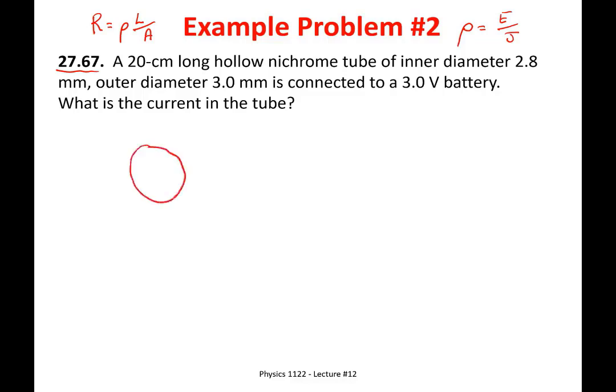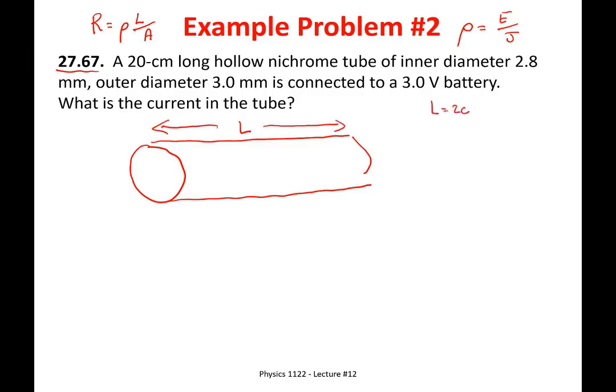So I'll start with a sketch so we can visualize. The length of this nichrome tube is 20 centimeters. And the inner diameter I'll label as A, and that's 2.8 millimeters, or 2.8 times 10 to the negative 3 meters. And the outer diameter of the tube I'll label B, and that's 3 millimeters.